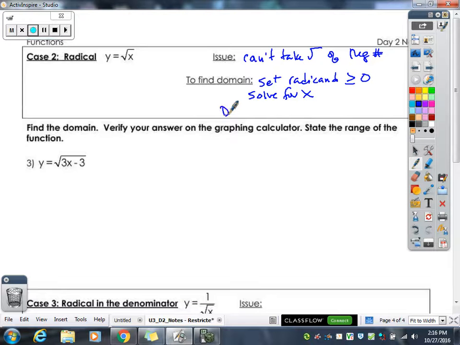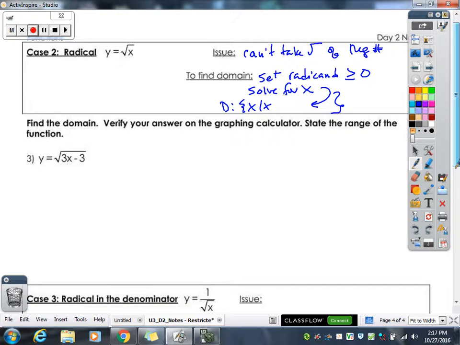And this is going to be our domain. So whatever we get for x is going to go inside the curly brackets for the domain. We'll do the same thing here. We'll do an example, and then we'll verify it using the graphing calculator.